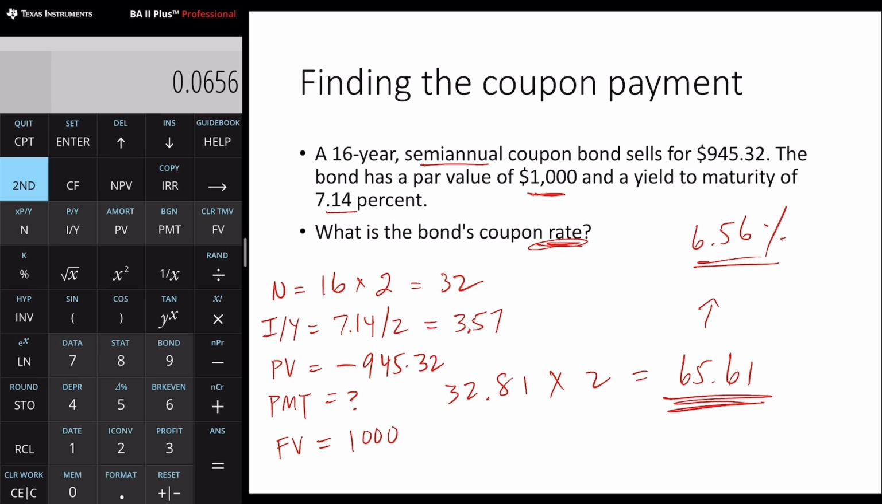6.56%. And that is the bond's coupon rate, which was determined when? At the time the bond was issued. And remember, the coupon rate never changes. The coupon payment never changes. Only going interest rates change. So the yield to maturity changes, but the coupon rate never changes.